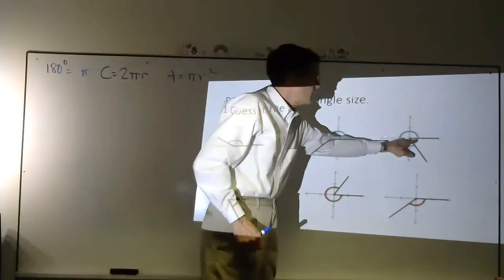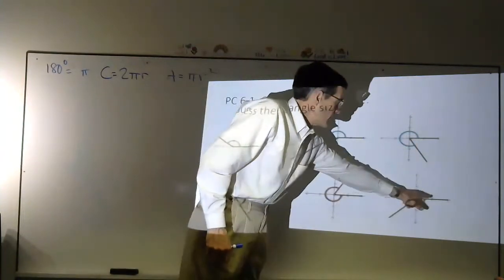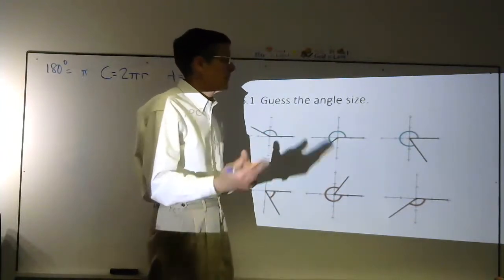All right, I just want to make sure everybody's comfortable with this positive and negative angle stuff, okay? You always start on the positive x-axis, which is here. If you go counterclockwise, it's a positive angle. If you go clockwise, it's a negative.